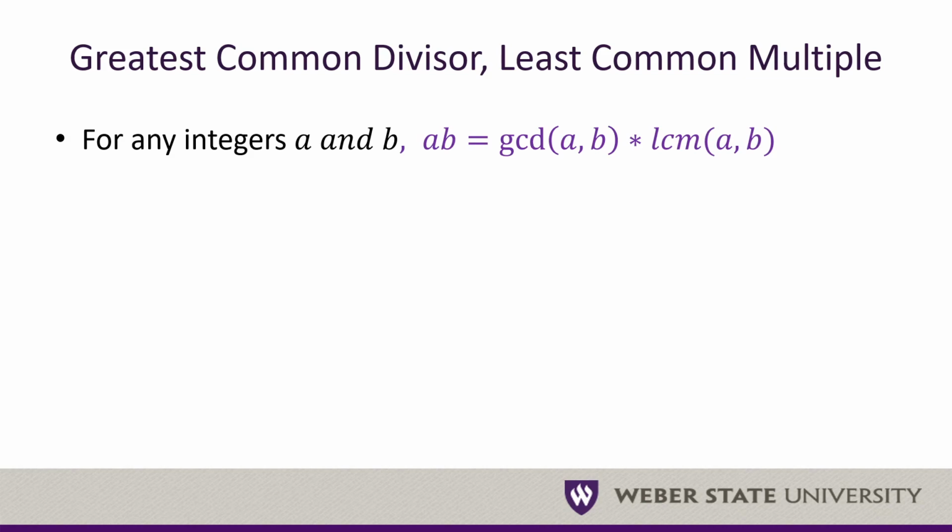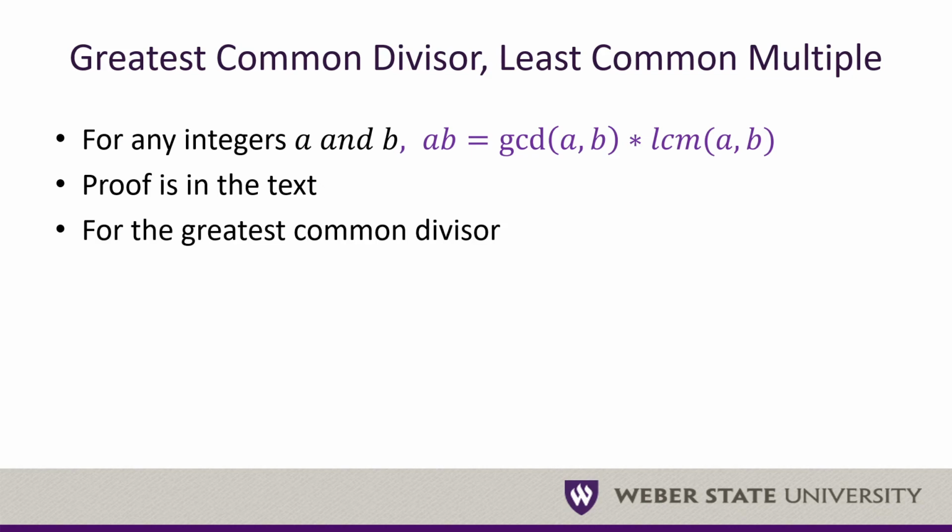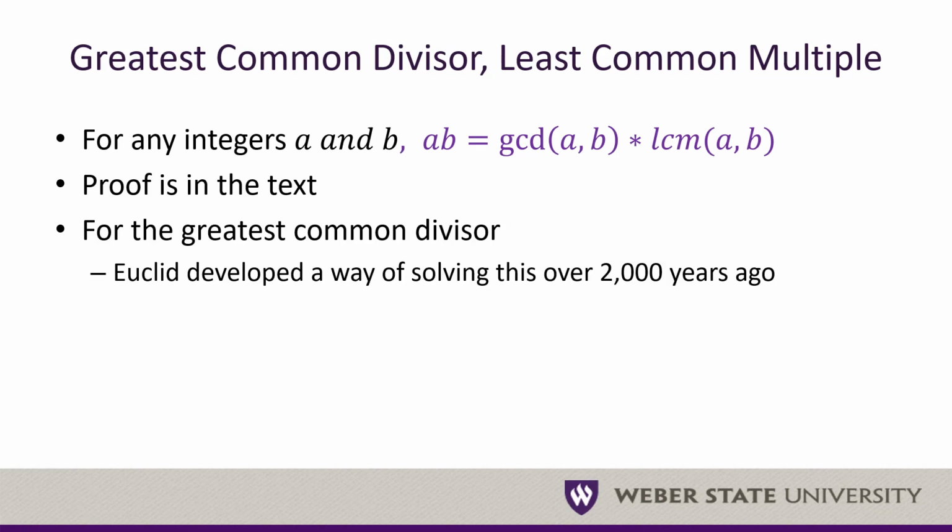So for the greatest common divisor and least common multiple, for any integers a and b, a times b is equal to the greatest common divisor times the least common multiple. That is Theorem 5 from the chapter of the textbook. The proof for that is also in the textbook. For the greatest common divisor, Euclid actually came up with an algorithm for this.